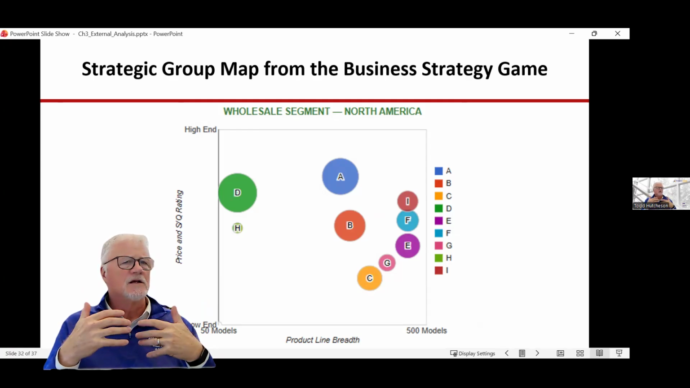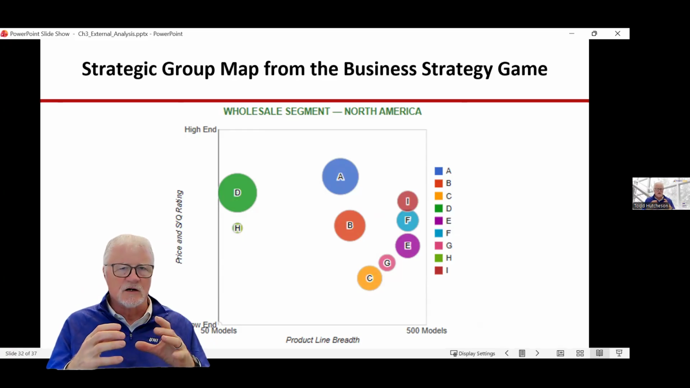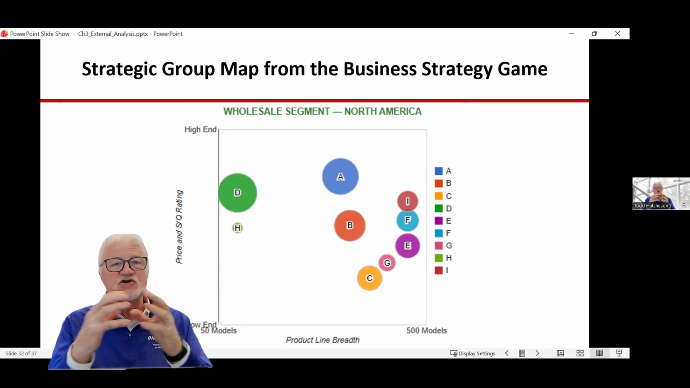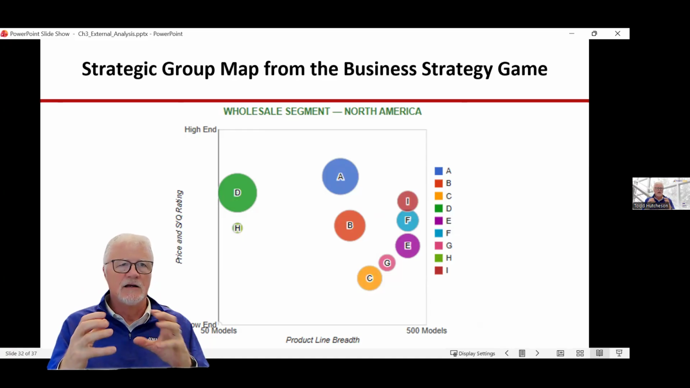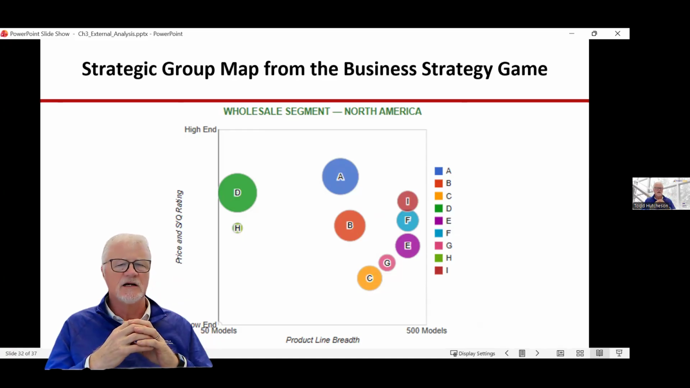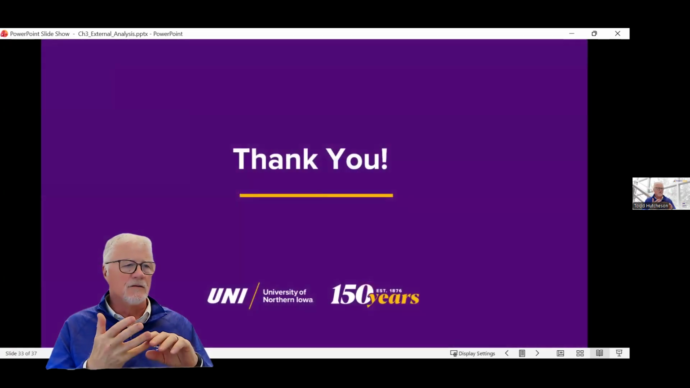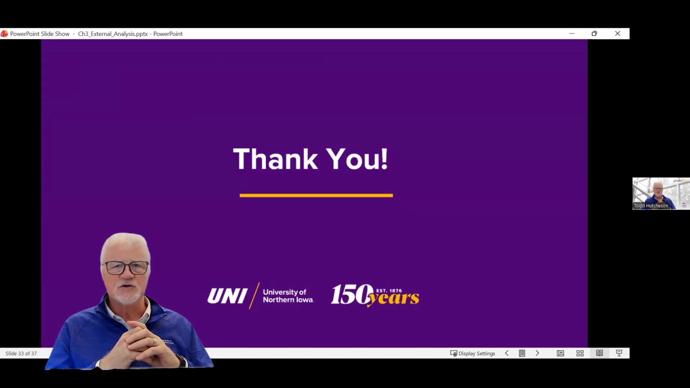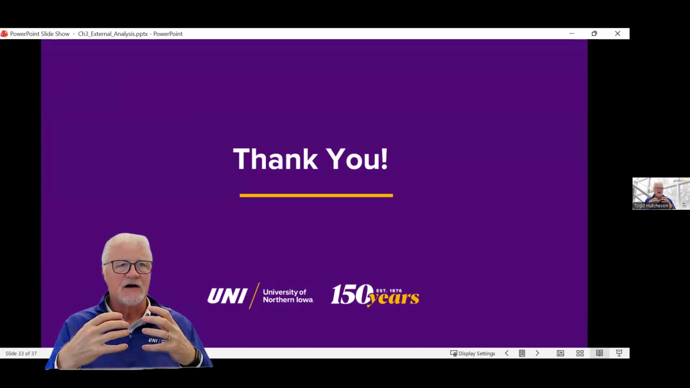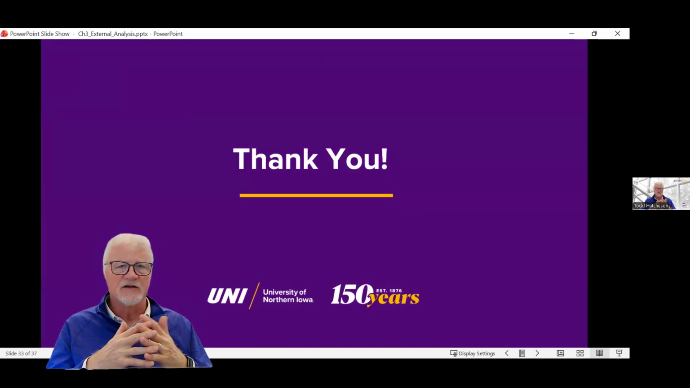So strategic group maps are a way to visually take a look at where my business fits inside my competitive market. It's just a tool that we can use to look at that. We talked about three tools today: the PESTLE analysis, Porter's five forces, and the strategic group map. Hopefully that gives you a better idea of how to externally evaluate the environment that your business is working in. Thank you, and take care.